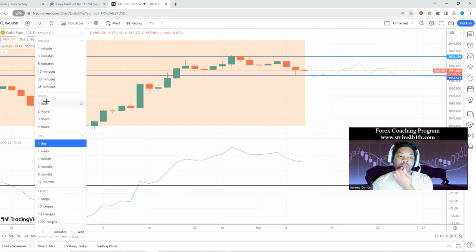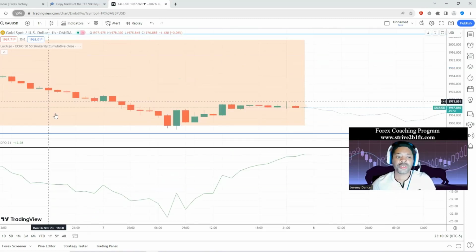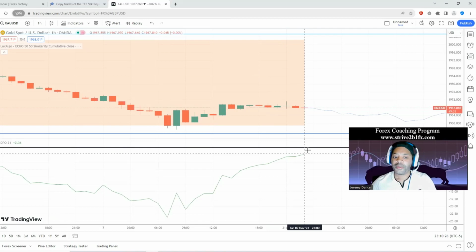We'll go to the 1 hour time frame. We can see here, as long as the DPO is below this zero line, that means it's still in a bearish position. So in this situation right here, even though it's going up, we're not really expecting this to go too much above the zero line, if it even does that. Most likely it might come to the very top and then it's going to go back down.